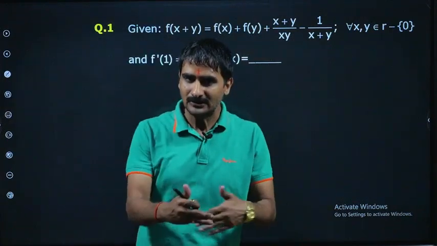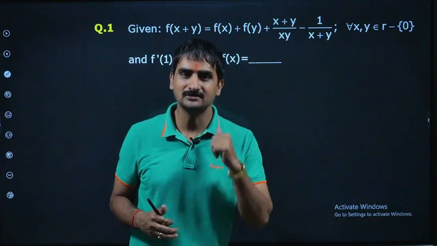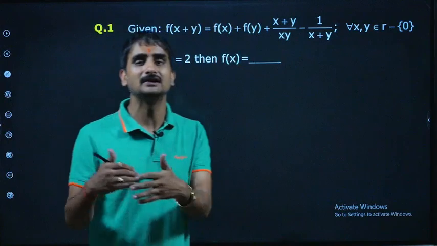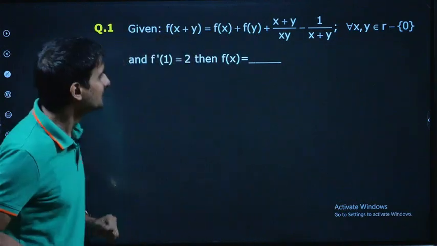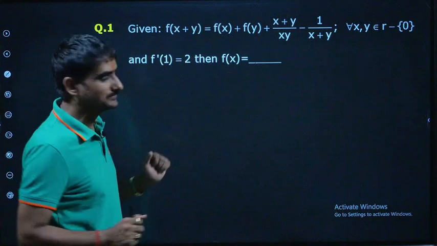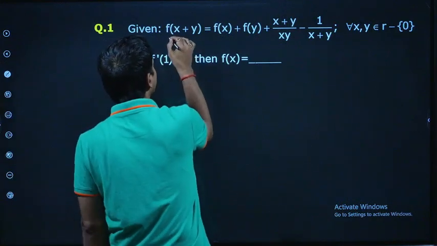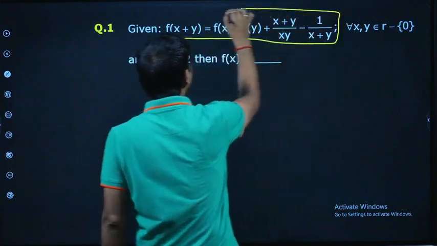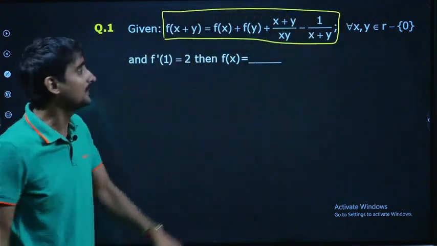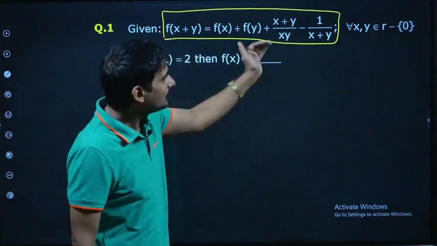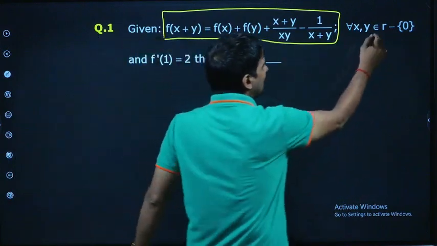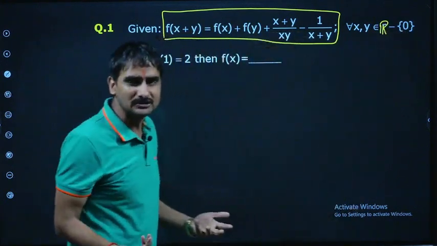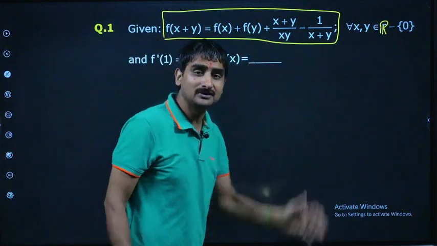So 1-2 questions will be done on functional relation also, because that might be really very useful and helpful in several other questions also. Now see, the question is f of x plus y. So that's a functional relation given to us. f of x plus y is equal to f(x) plus f(y) plus (x plus y) over xy minus 1 upon x plus y, for all x, y belonging to R. Of course this has to be R except 0, because neither x nor y can be 0 as they are present in the denominator.